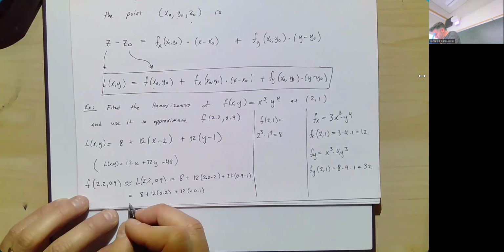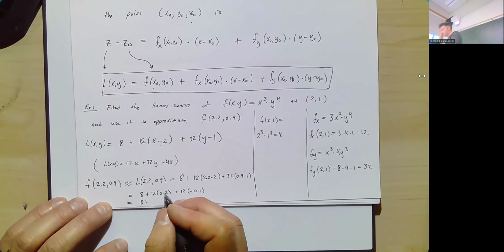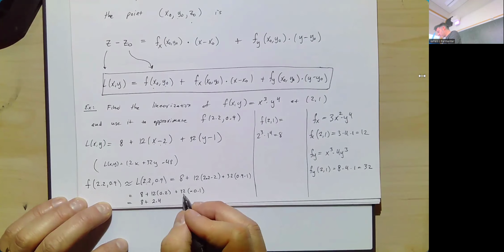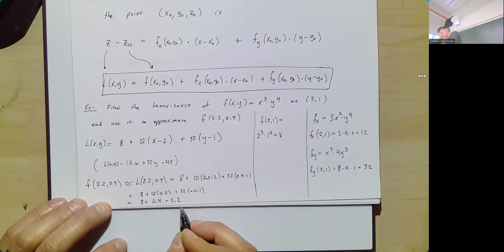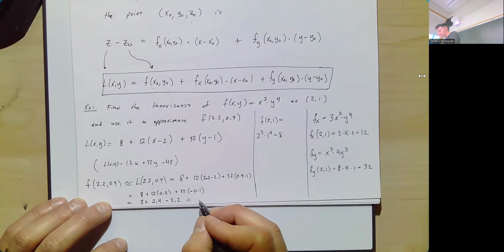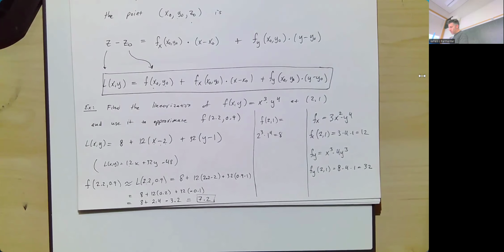I'm running out of room here. 12 times 0.2 is 2.4. 32 times 0.1 is 3.2, but it's negative. 2.4 minus 3.2 is negative 0.8. So 8 minus 0.8 is 7.2. Let's see what we would have gotten if we actually put this into the original function. 2.2 cubed.